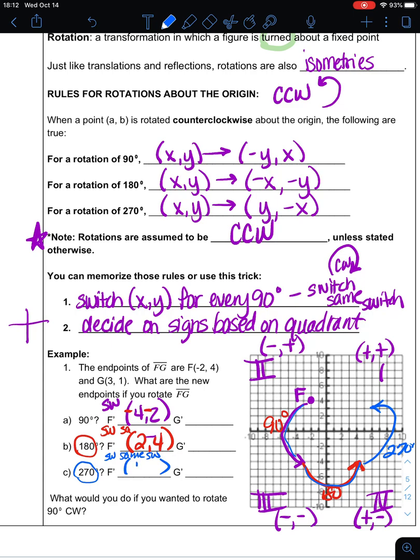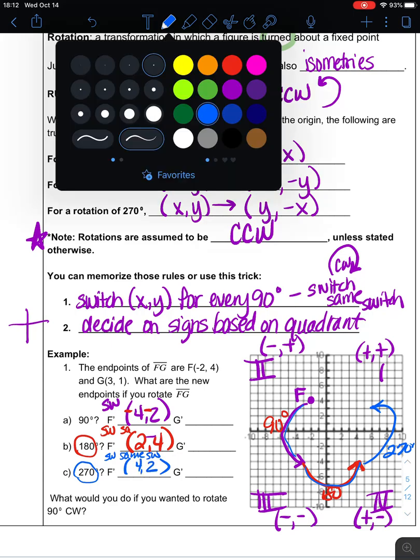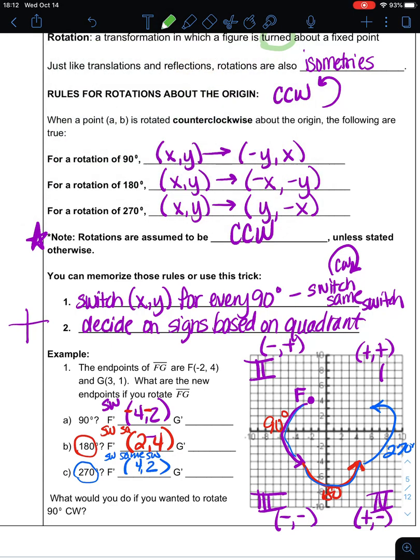I ended on switch, so I'm going to switch them 4, 2. And then I am going to use the signs of the quadrant where they are, which I ended up in quadrant 1, which is positive, positive. So my final answer then for 270 degree rotation for F would be 4, 2. Okay, so you kind of get the idea.